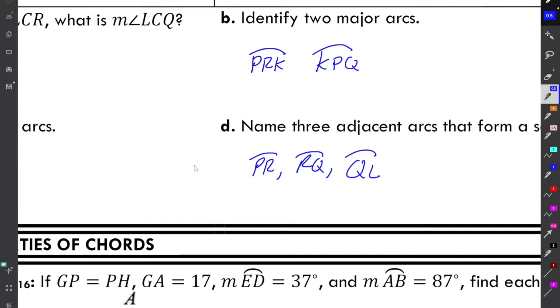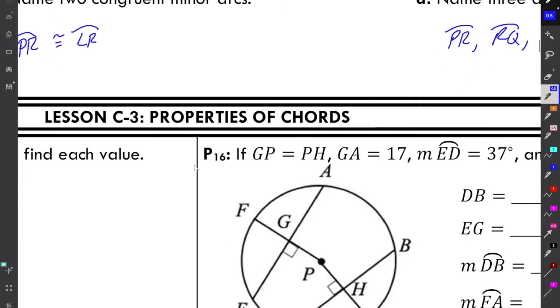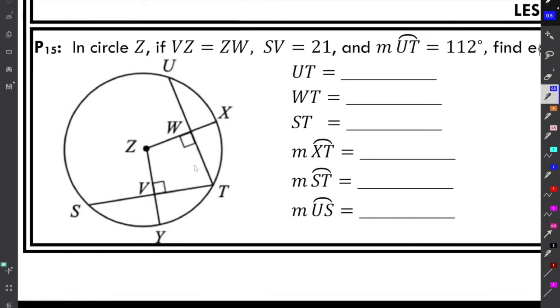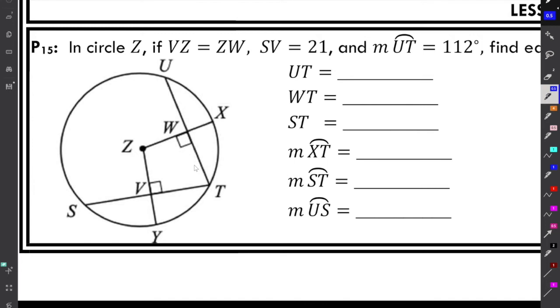Okay, moving on to C3, which is on properties of chords. These first two problems will be just finding values. So in circle Z, if VZ is equal to ZW, this tells me that these two chords, UT and ST, are equidistant from the center. So that means that they are congruent because of that statement. We know that SV is 21 and the measure of arc UT is 112.